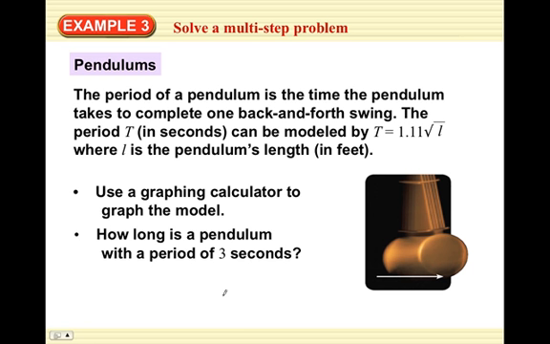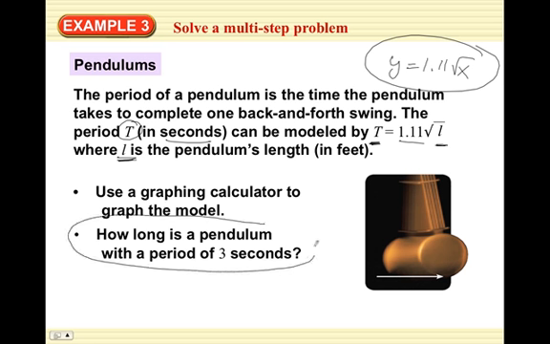Alright, let me do this word problem real fast. Basically, it's a calculator problem. So, it said the period of a pendulum is the time a pendulum takes for one back and forth swing. The period t in seconds can be modeled by this function. So, remember seconds here, 1.11 times square root of L, where L is the pendulum length. So, here's length, here's time. It says, basically put this in your calculator. So y equals 1.11 square root of x. Put that in your calculator. How long is the pendulum with a period of 3 seconds?